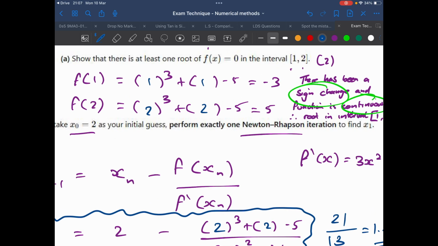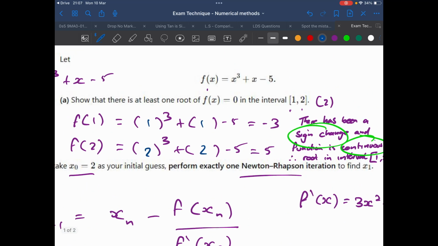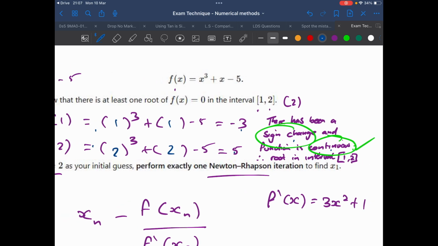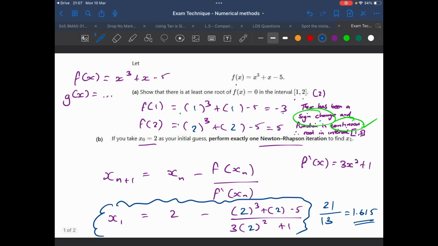A couple of things to pay attention to for the exam technique then. Clearly evaluating at the number, a conclusion about a sign change and it's continuous. For the Newton-Raphson, making sure I'm quoting the right formula, and I'm substituting in, and when I substitute in, I have a changed function. If you just said f of 2 and then you have the wrong answer, you open yourself up to dropping quite a lot of marks.